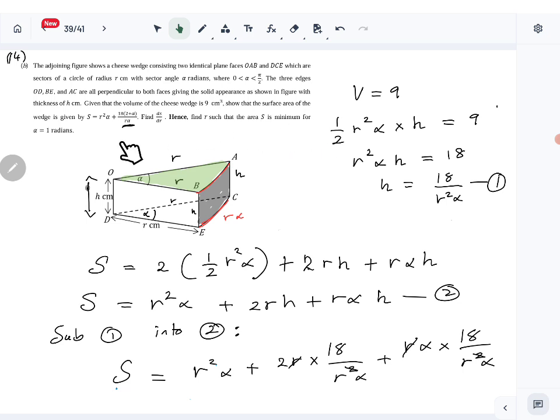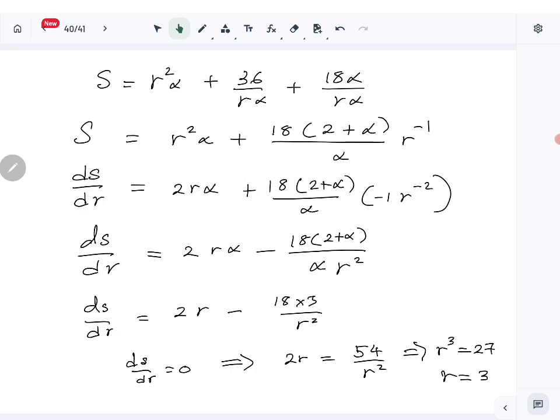So then do we need to find the minimum value of S? Hence find r such that the area S is minimum, right? We only need to find the r value. They haven't asked us to find S. If you want, you can find S also easily. Just substitute what? Alpha equals 1 and r equals 3 here. But that is not required.